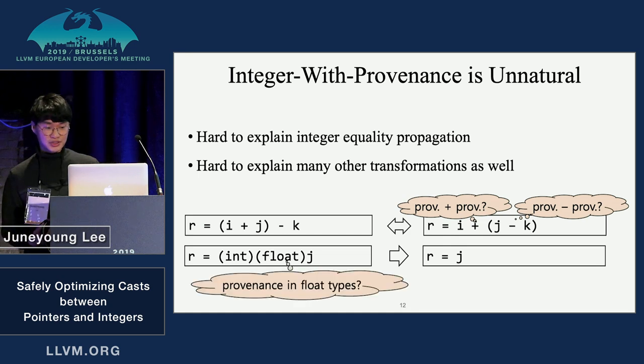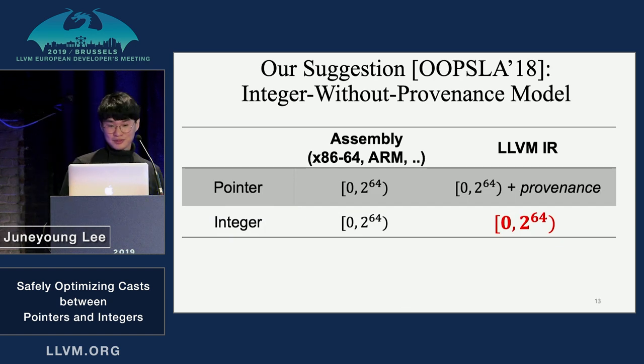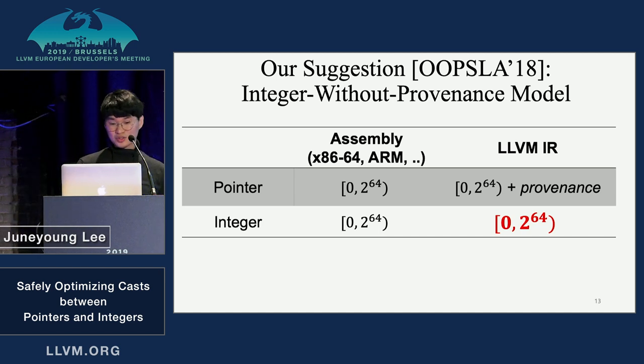Also, in certain preconditions, we can optimize the left program into the right program. But in order to make this optimization correct, we have to define what is the meaning of casting an integer with provenance into floating point. So also, if floating point starts to have provenance, then it becomes really complicated because there are so many operations on floating points, including operations defined in intrinsics. Therefore, our suggestion is simple. We just suggest the integer to be pure integers and pointers to be pointers. In other words, we chose the integer without provenance model.